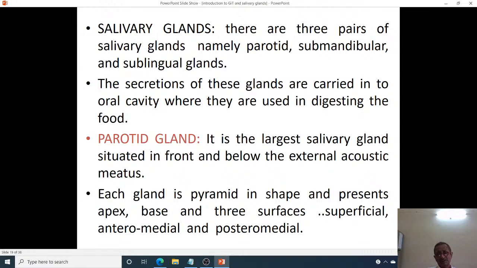Now we talk about the salivary glands. There are 3 pairs of salivary glands, namely parotid, submandibular, and sublingual. Secretions of these glands are carried into the oral cavity where they are used in digestion. I told you in the beginning itself.